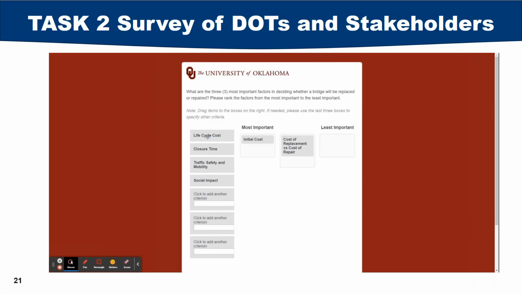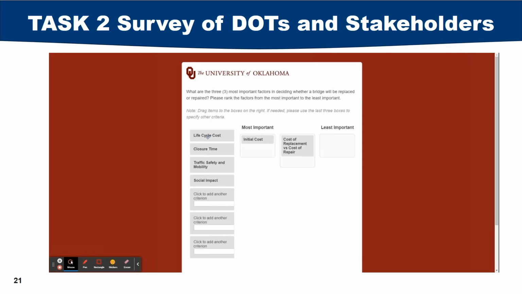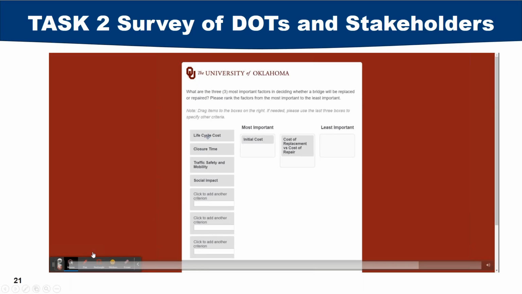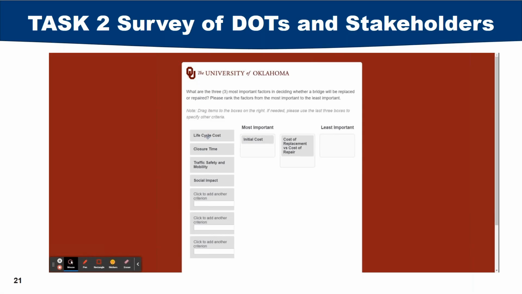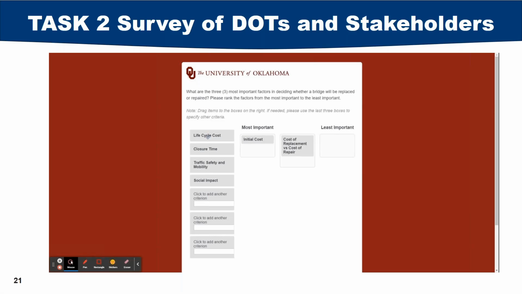In addition to cost, what other factors do they look into, like the time, for example closure time, traffic safety, and social impact. Those are also important, as you have seen. That's one of the benefits of ABC, that it is not only cost, but it definitely is important to the safety of the traveling people and the safety of the workers.